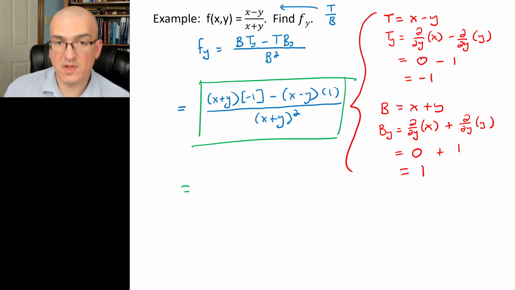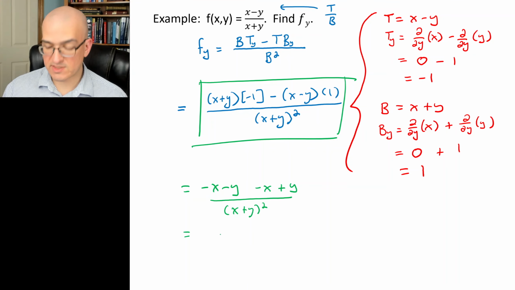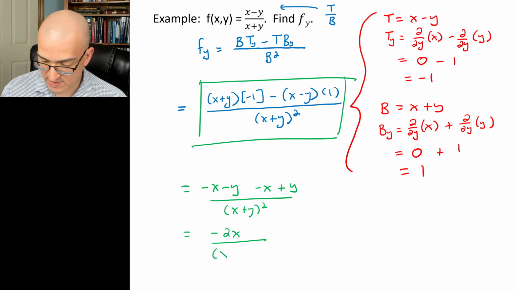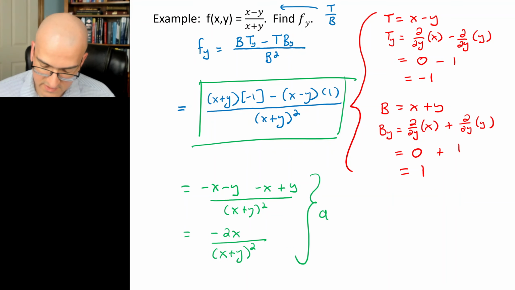So simplifying, multiply the negative 1 through the first bracket, negative x minus y, multiply the negative through the next bracket, negative x minus minus, so plus y, all over x plus y all squared, and then collect like terms. Negative x, another negative x, then negative 2x, negative y plus y cancels. And this is our answer. I'll call that alternative. Simplified.